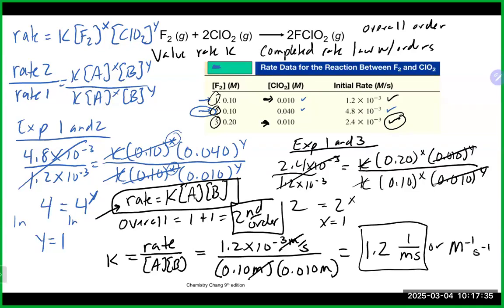Sometimes they won't tell you the order of the reaction, but they'll give you the value of the rate constant with the units. From those units, you can actually determine what the order of the reaction is. It's very common for a second order reaction to have 1 over molar seconds or something like that.